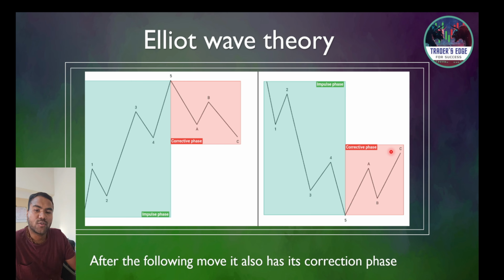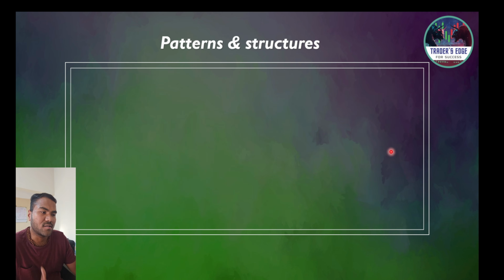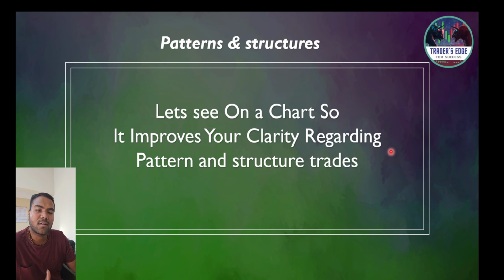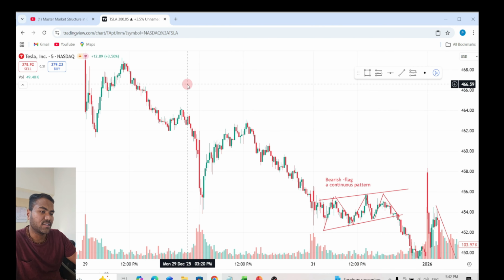So this is all about how price moves on a chart. As you have observed, it's always a non-linear movement, but it has its impulsive and corrective waves depending on the trend. Now let's see patterns and structures. I have marked different types of patterns and structures on a live chart for you, so it will be very easy to follow. Now let's look at the chart of Tesla.